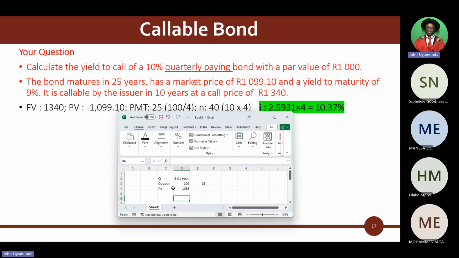We know that because it's given. That 1099 is the number. So future value, what is the future value? No problem, because we have told the call price here is 1340. No problem. 1340.